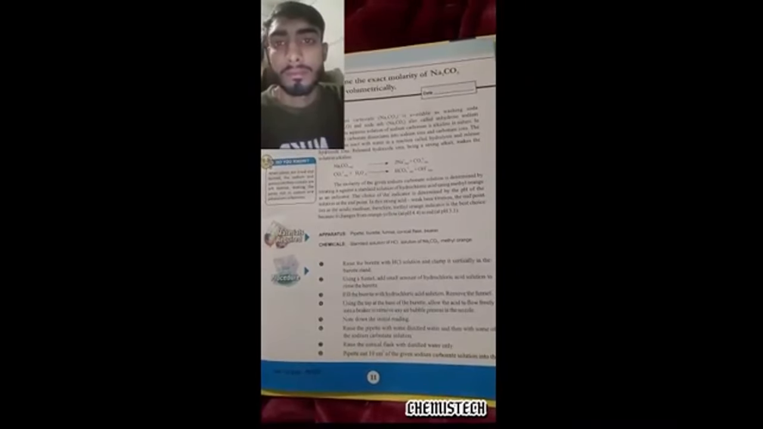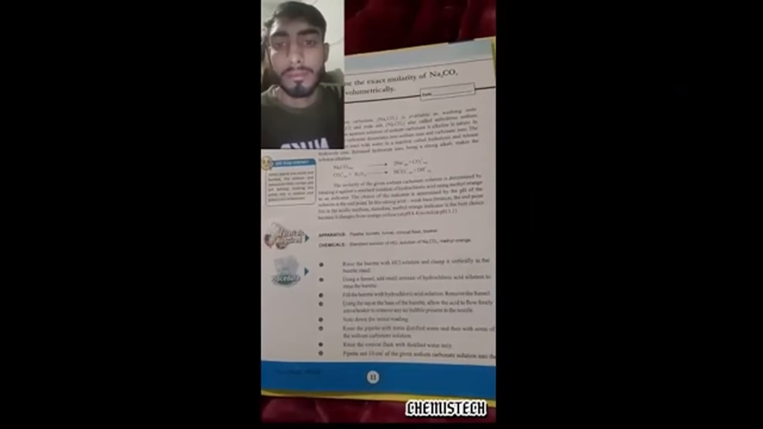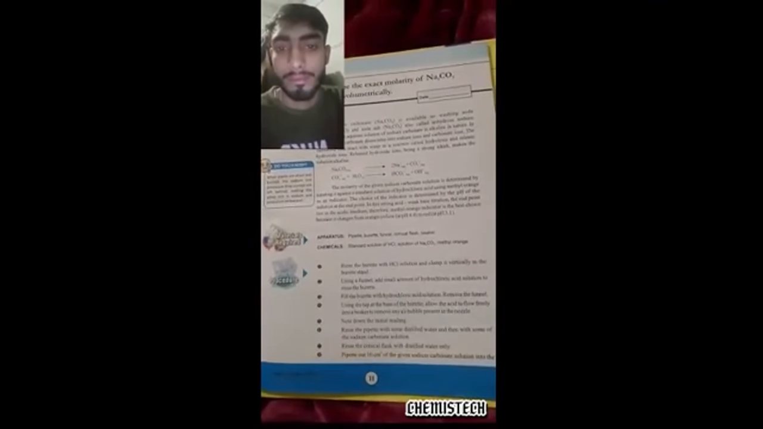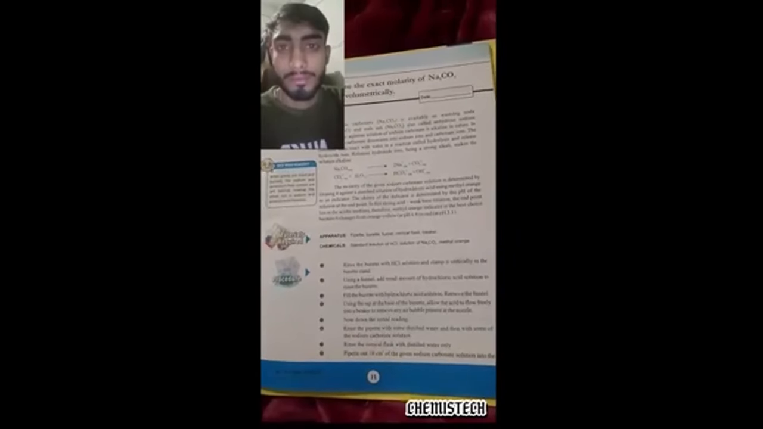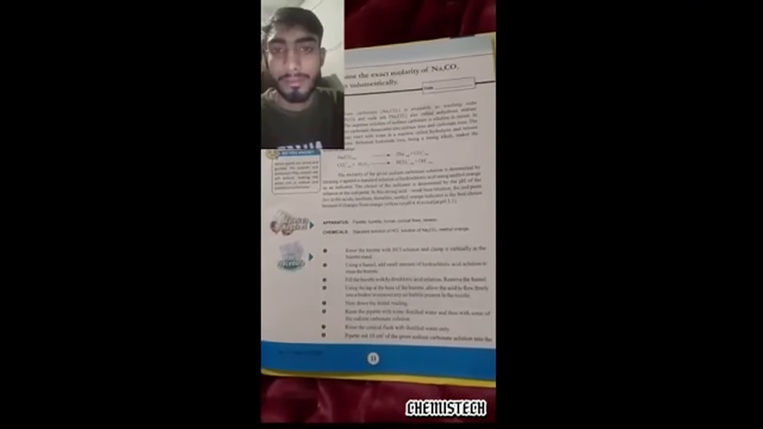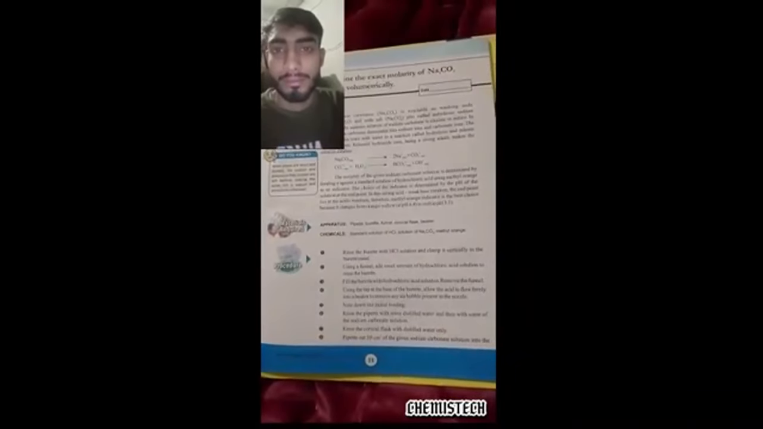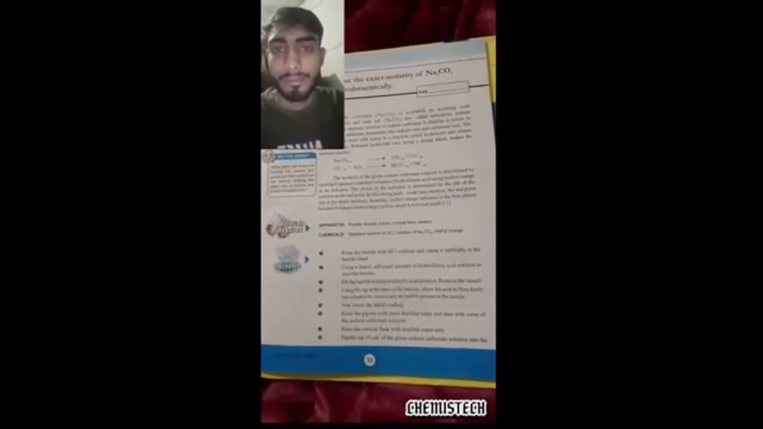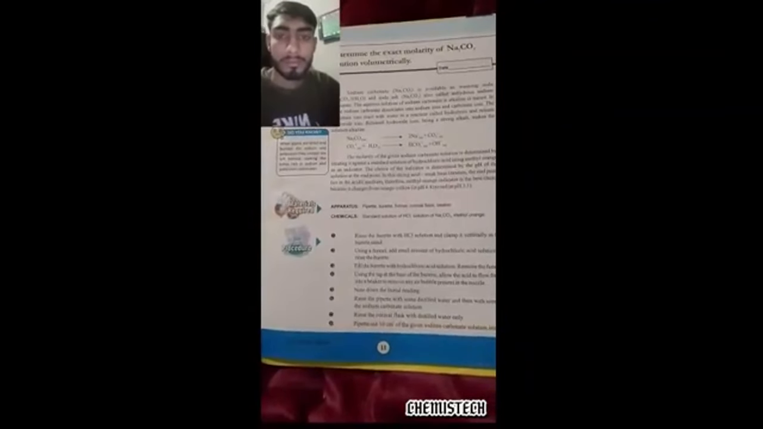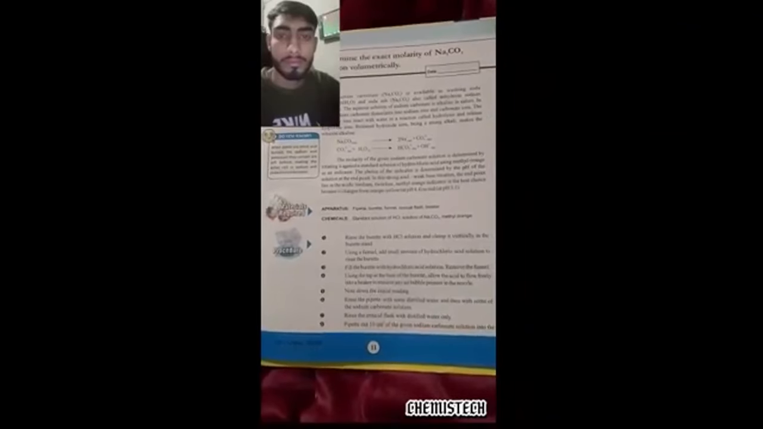of hydrochloric acid using methyl orange as an indicator. The choice of the indicator is determined by the pH of the solution at the end point. In a strong acid weak base titration, the end point lies in the acidic medium. Therefore, methyl orange indicator is the best choice because it changes from orangish yellow at pH 4.4 to red at pH 3.1. Here is the apparatus: pipette, burette, funnel, conical flask, beaker.